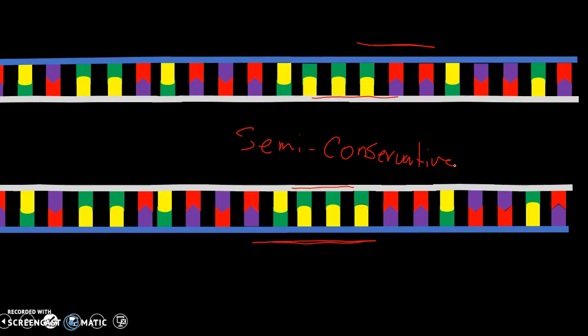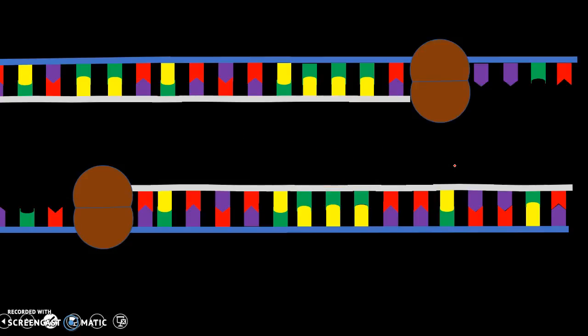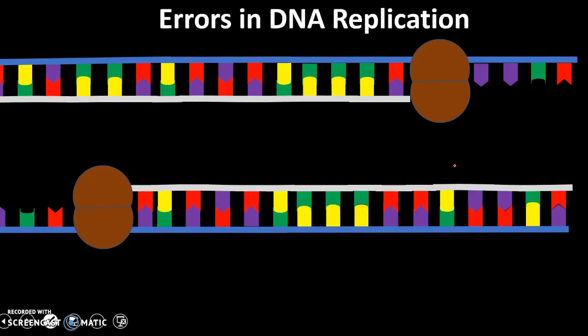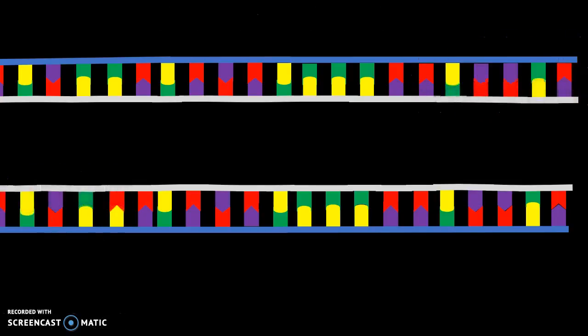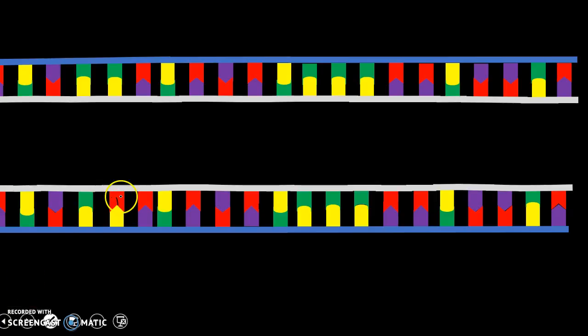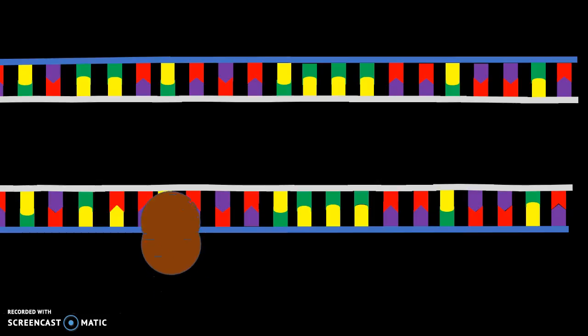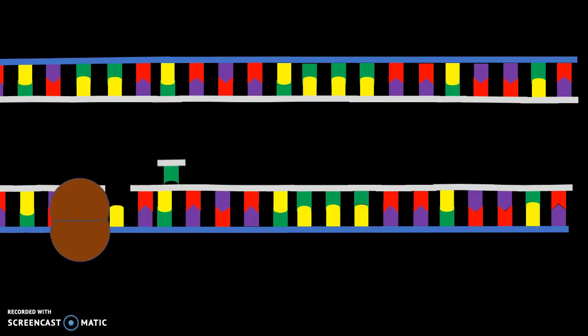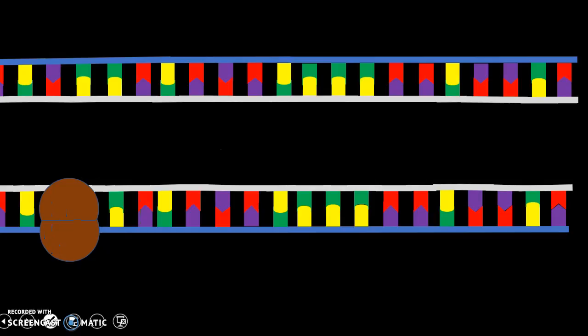But now what happens if we get a boo-boo? What happens if we get some damage? So let's take a look at this. Let's say DNA polymerase is going down and accidentally adds a thymine when it should be a guanine. Well, polymerase can actually fix that. It can detect that error, come back, and swap that out for the correct nucleotide. Now that's under perfect conditions.